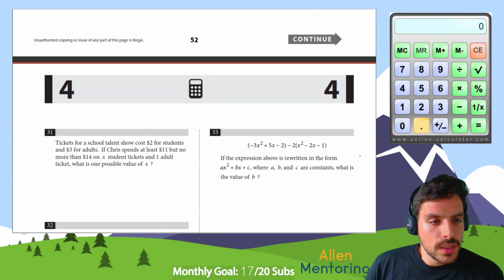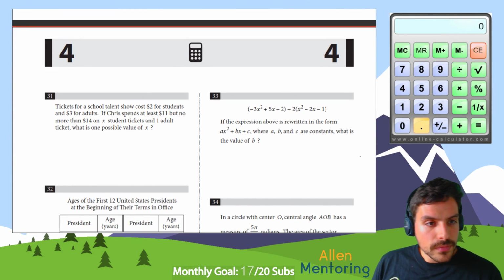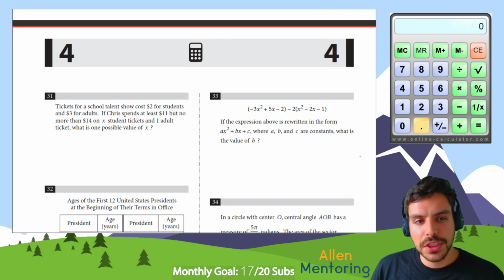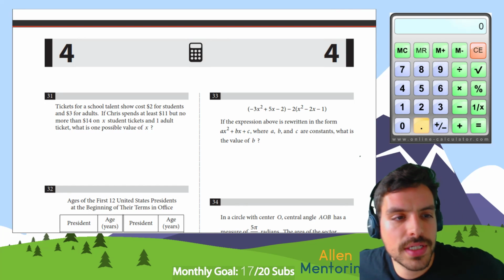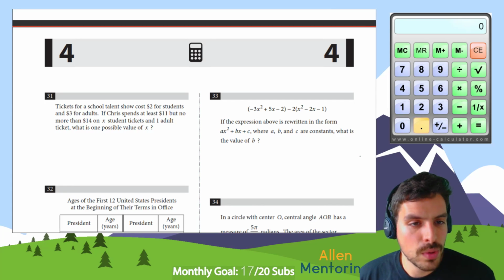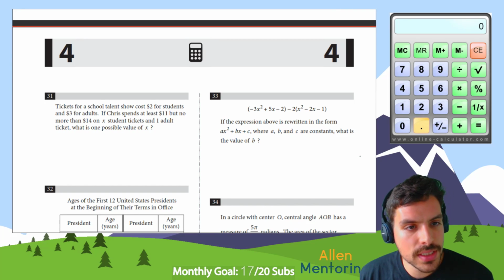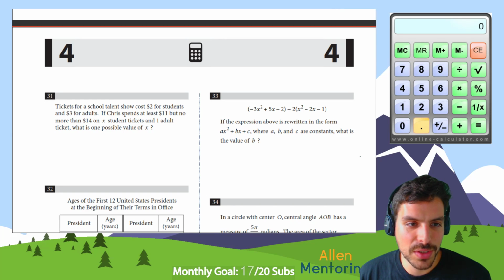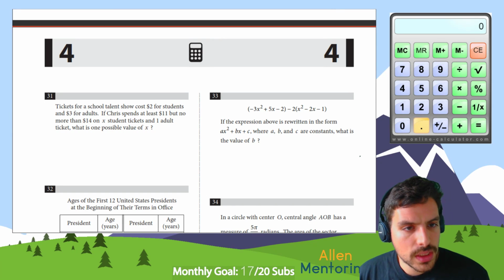So let's get to number 31. Tickets for a school talent show cost $2 for students and $3 for adults. If Chris spends at least $12, but no more than $14 on X student tickets and 1 adult ticket, what is one possible value of X?